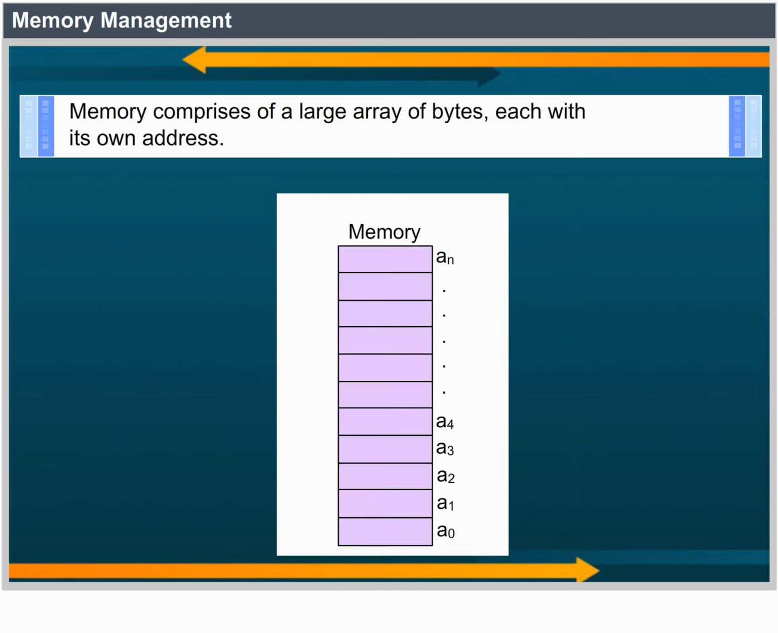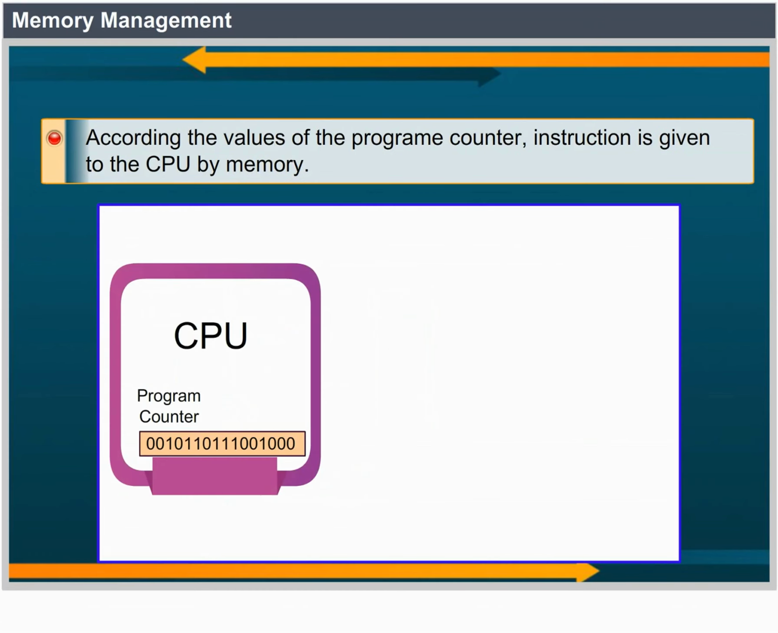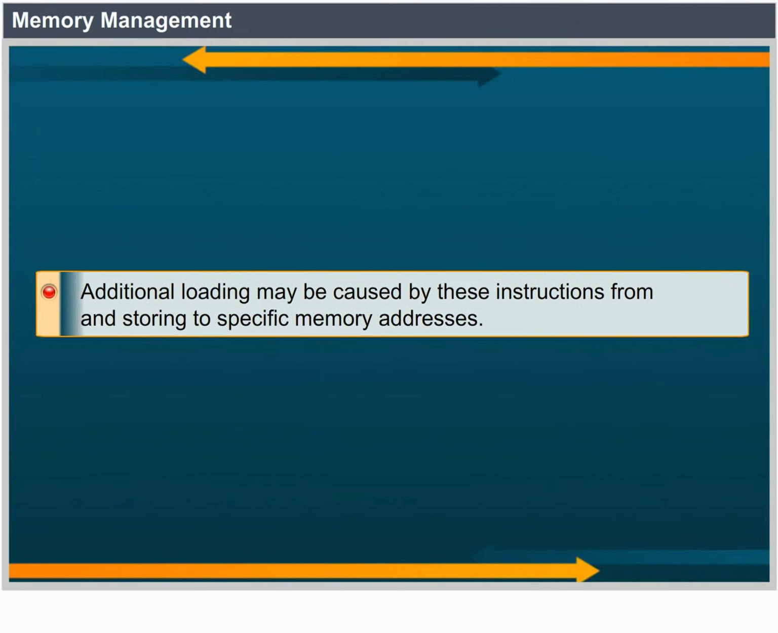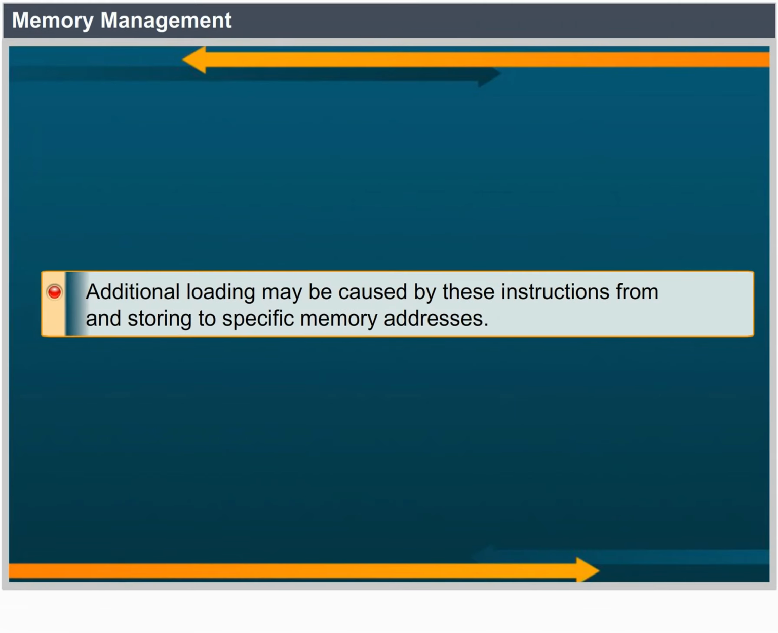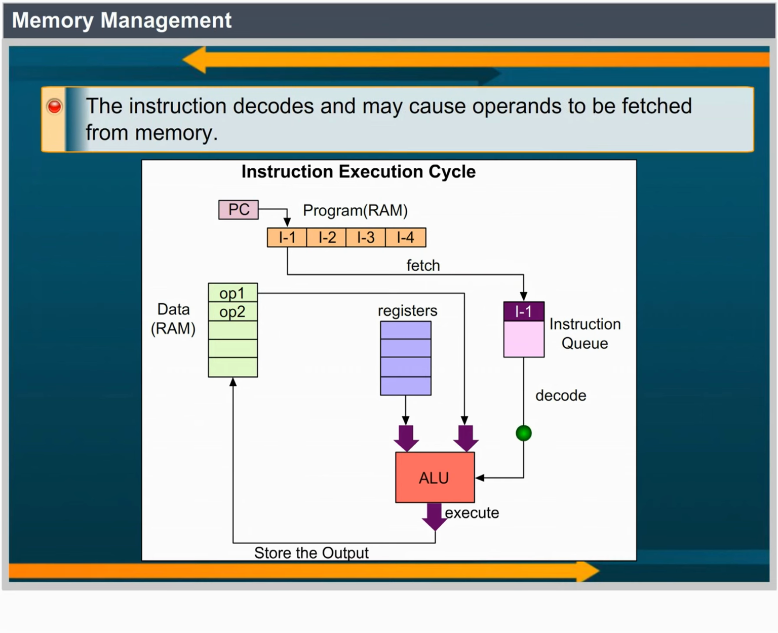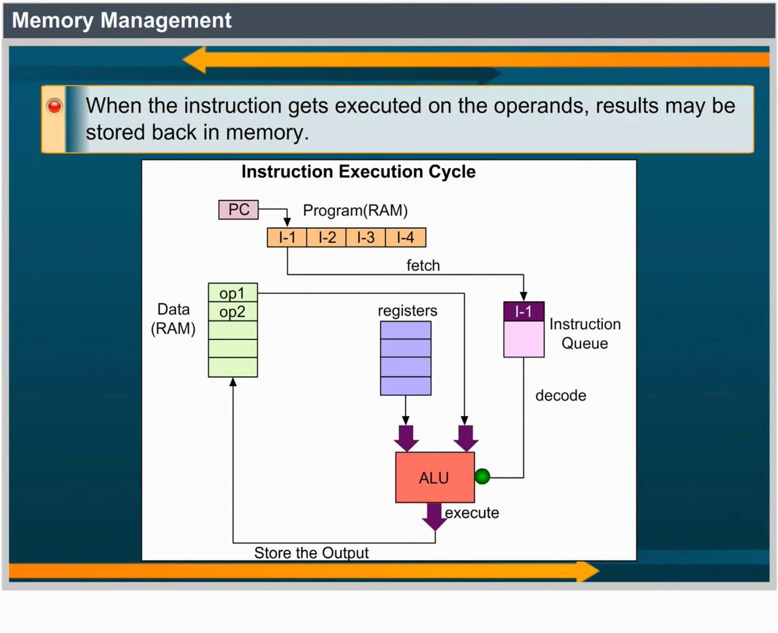Memory consists of a large array of bytes, each with its own address. The CPU fetches instructions from memory according to the value of the program counter. These instructions may cause additional loading from and storing to specific memory addresses. A typical instruction execution cycle, for example, first fetches an instruction from memory. The instruction is then decoded and may cause operands to be fetched from memory. After the instruction has been executed on the operands, results may be stored back in memory.